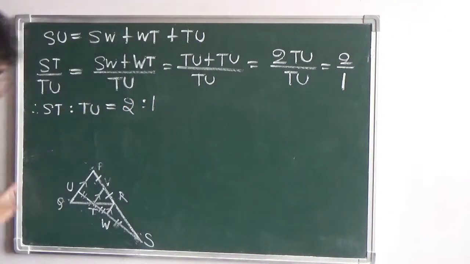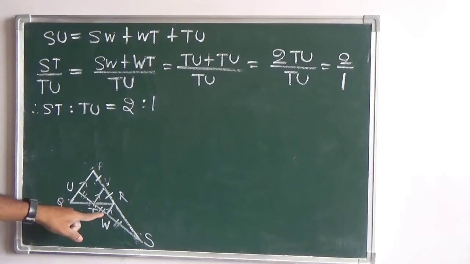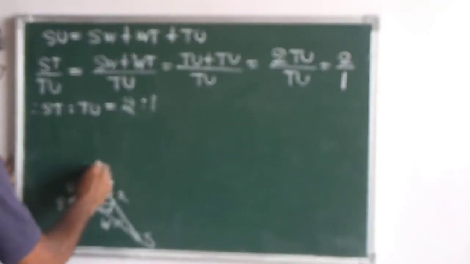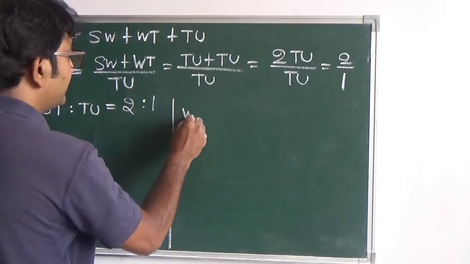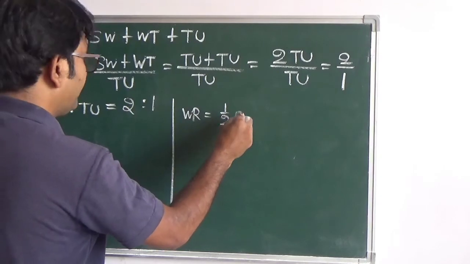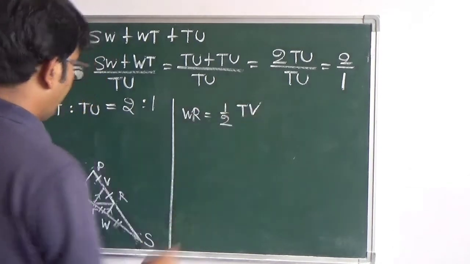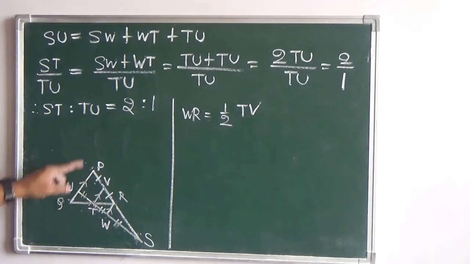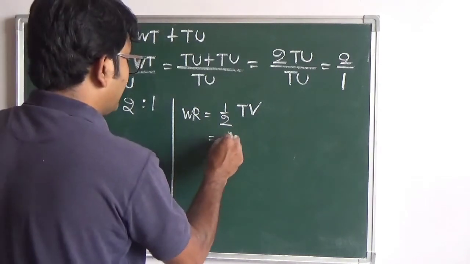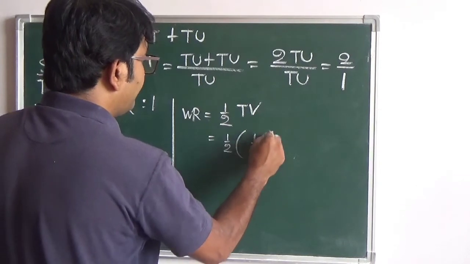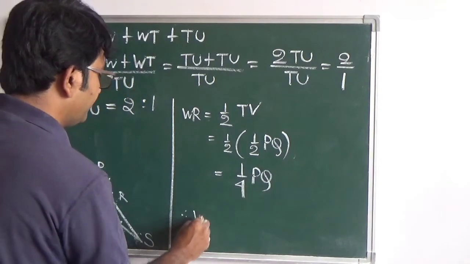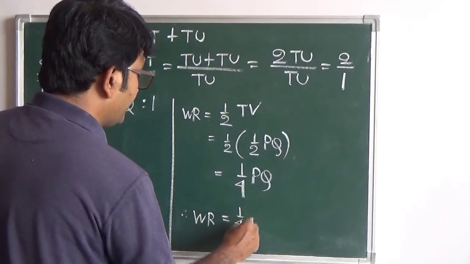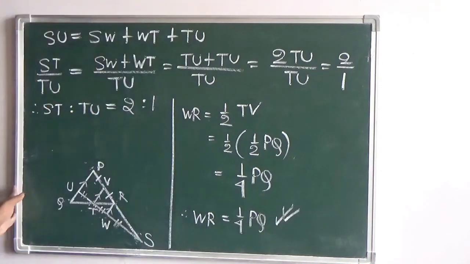Now, the second part of the question. The second part we have to prove that WR equals 1 by 4 of PQ. This is very simple now. In this triangle, both are midpoints, so WR equals half of TV, and if you consider this triangle PQR, then TV is half of PQ. So you can write TV as half of PQ. So you have 1 by 4 PQ. So therefore WR equals 1 by 4 PQ. So the second part is also proved.